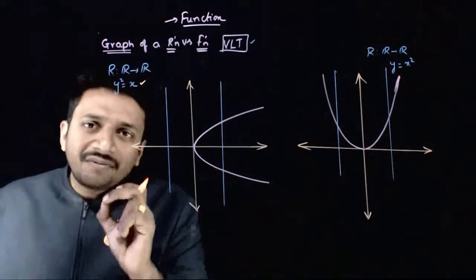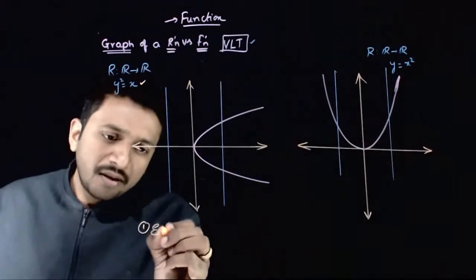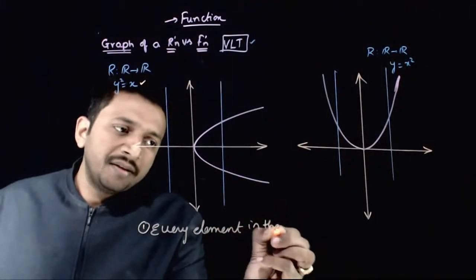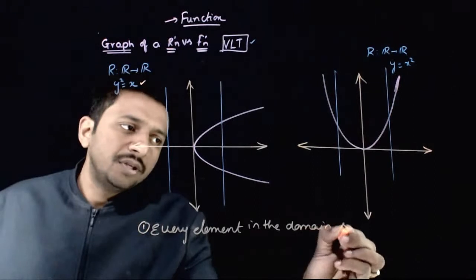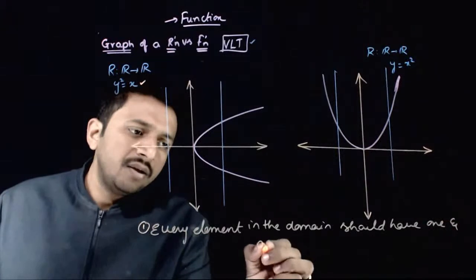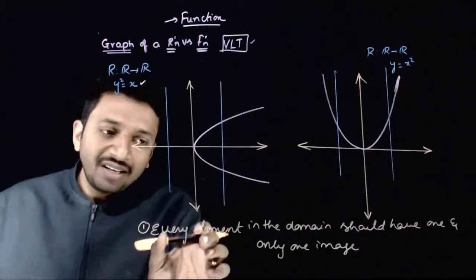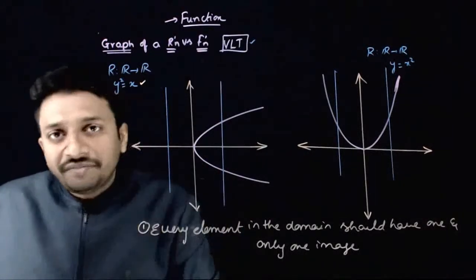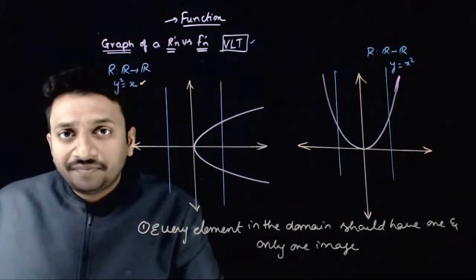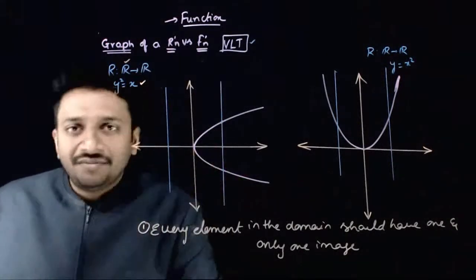And a relation is a function if it satisfies the condition that every element in the domain should have one and only one image. So this is the condition that if a relation satisfies, then it becomes a function. So now let us see whether this relation satisfies this condition or not. Now what is the domain? So domain is real numbers, that is encompassing from minus infinity to plus infinity.